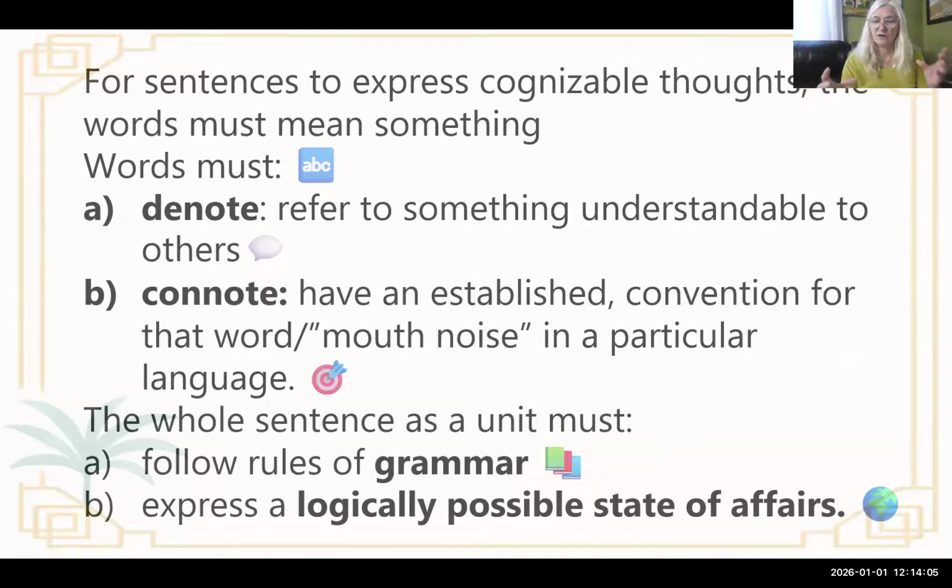Together, the whole sentence also has to obey certain things. So the terms themselves have to denote and connote, and the whole sentence as a unit must follow rules of grammar for whatever natural language or formal language it's in. Though for formal languages, we wouldn't call it grammar, we call it syntax. And it has to express a logically possible state of affairs.